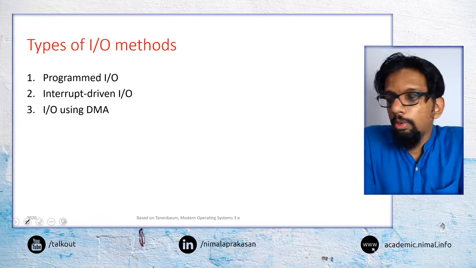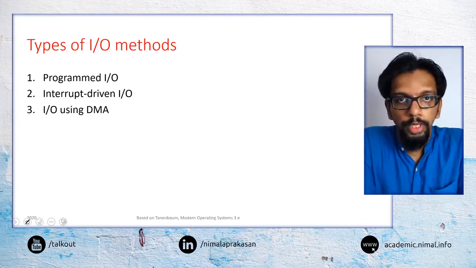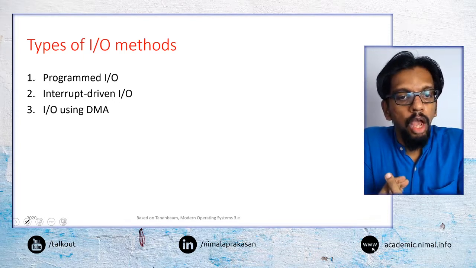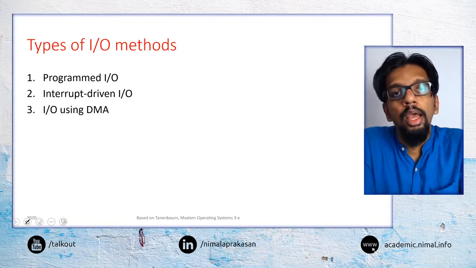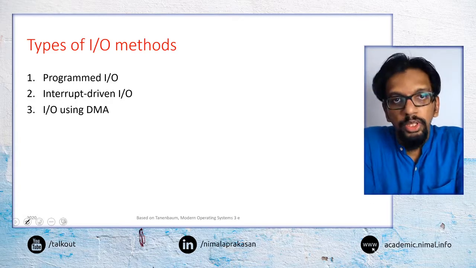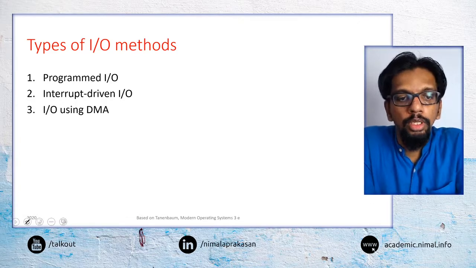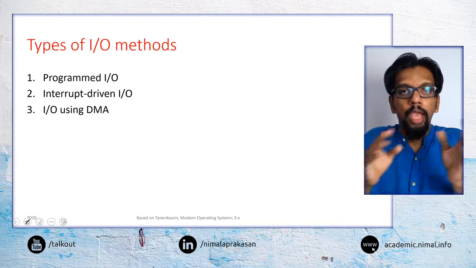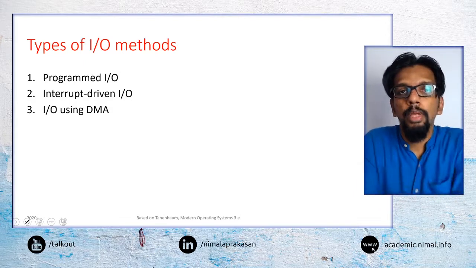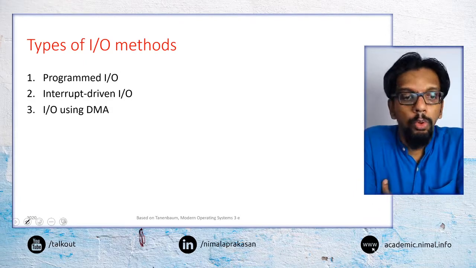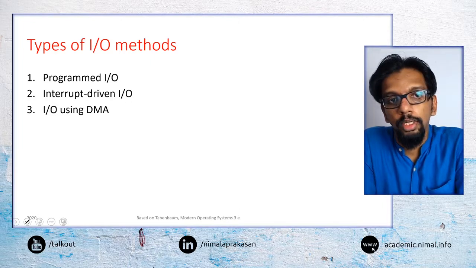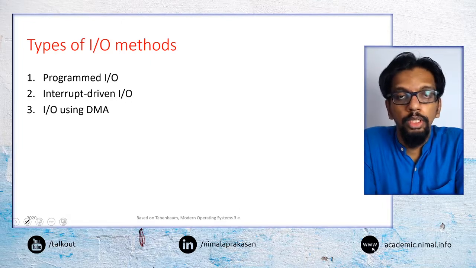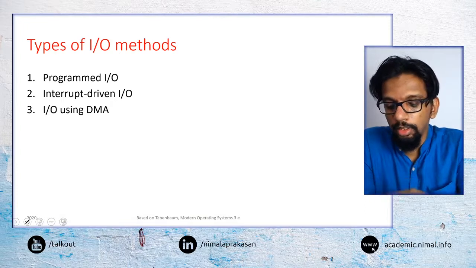So now, when we think about input-output devices and how input-output communication or transfers can happen within an operating system environment, we can categorize them into three main methods. One is called programmed I/O, the second one is interrupt-driven I/O, and the third one is input-output using direct memory access.